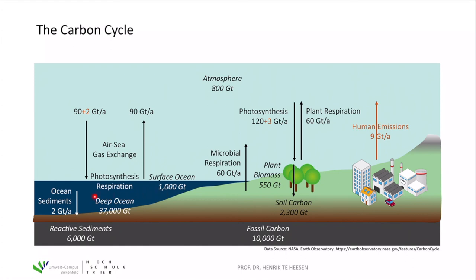The deep ocean consists of 37,000 gigatons of carbon. Then we have the reactive sediments with 6,000, and in particular, that's important, fossil carbon. That's about 10,000 gigatons of carbon, which is stored in fossil fuels. And on the other hand, we have the flow of carbon given in gigatons per year.